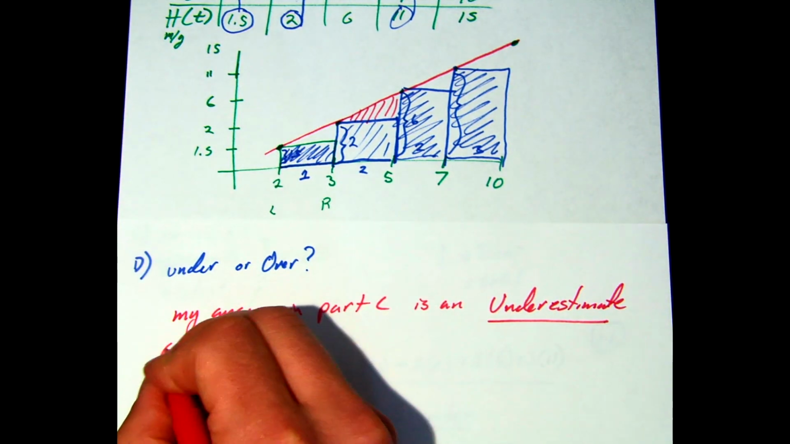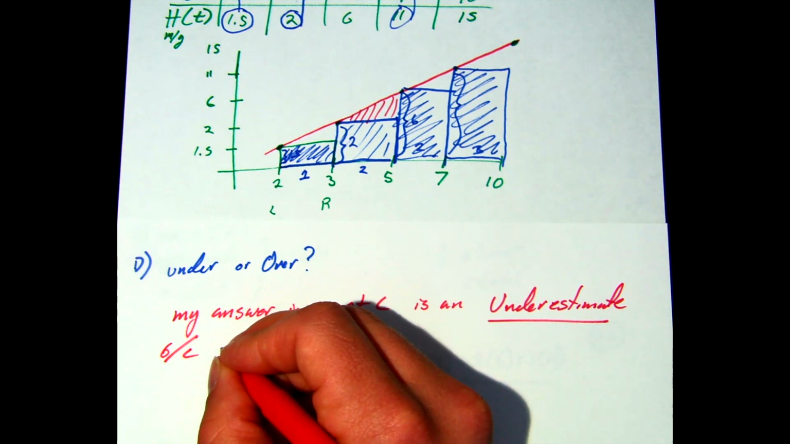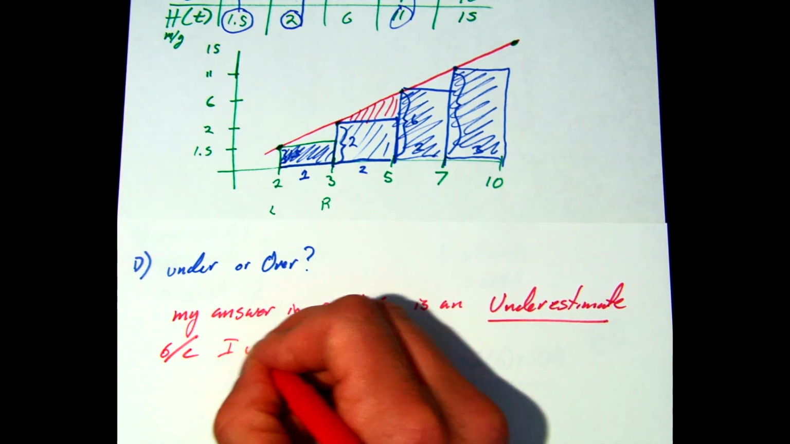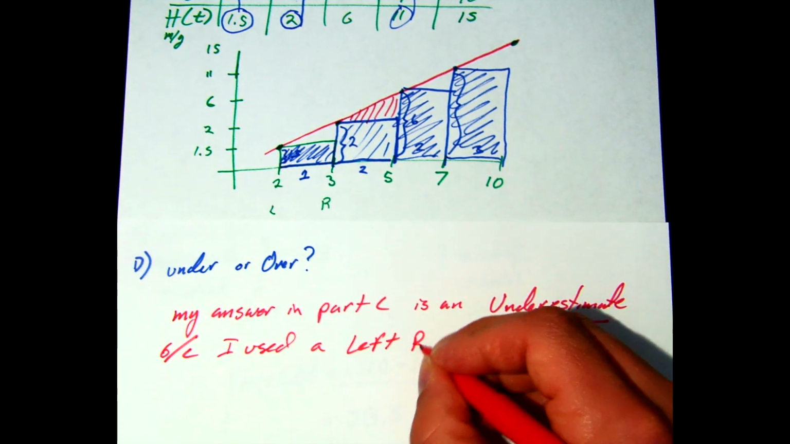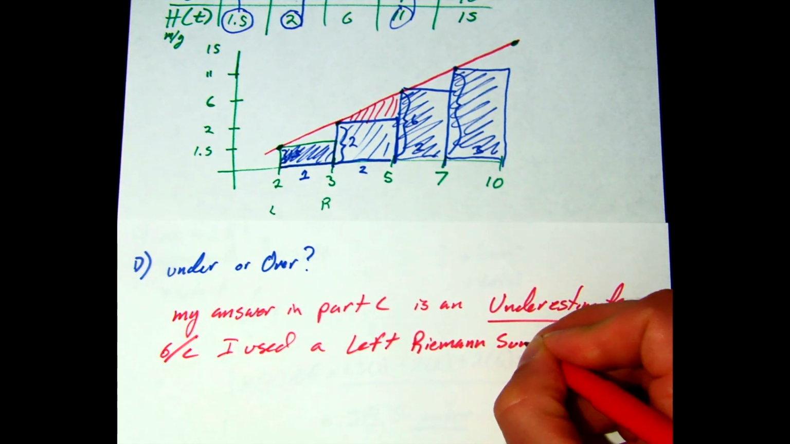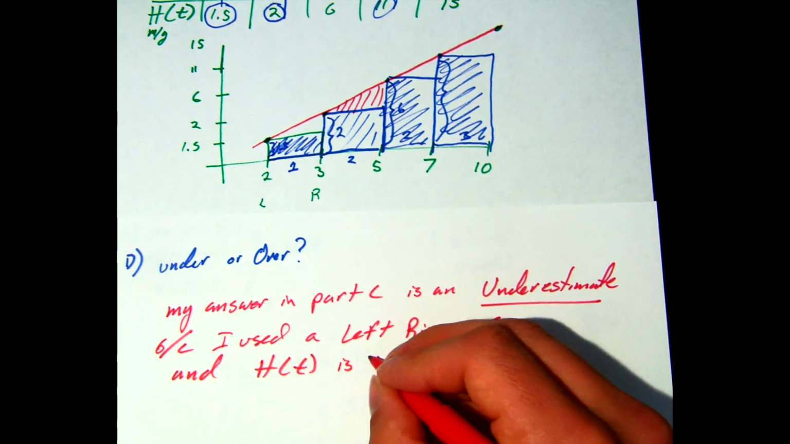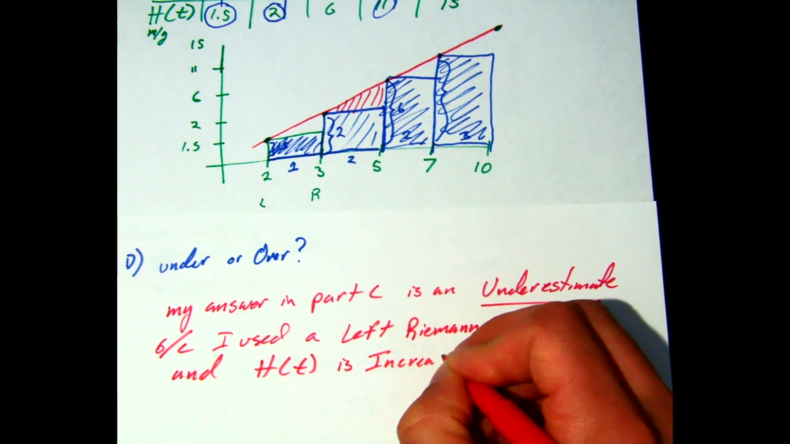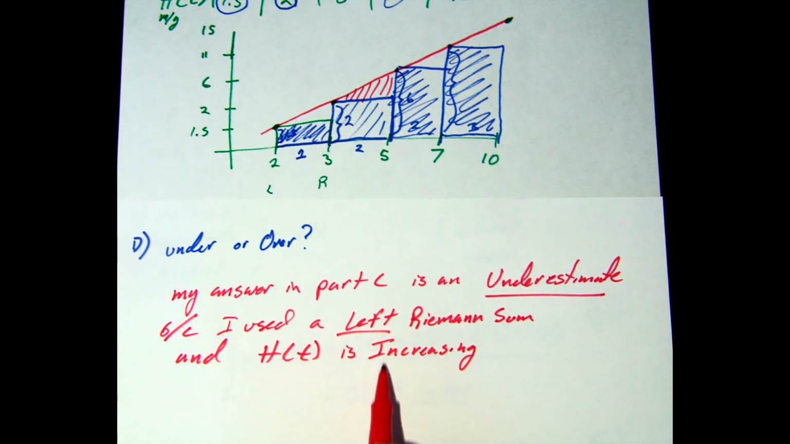And I have to justify this, okay? Because I used a left Riemann sum, and h of t is increasing. Okay? You have to have both left or right and increasing or decreasing, okay?